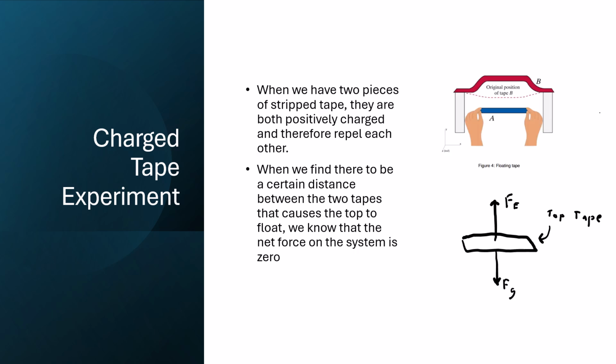The next part of the experiment is placing the two pieces of tape close to each other. By doing this, we can see that at some distance between the two pieces, the net force will be equal to 0, meaning that the top piece of tape will not be moving. This happens because the electric force coming from the bottom piece of tape is equal to the downward pull from the acceleration due to gravity. This means the net force is 0, and that the F of g is equal to the F of e.